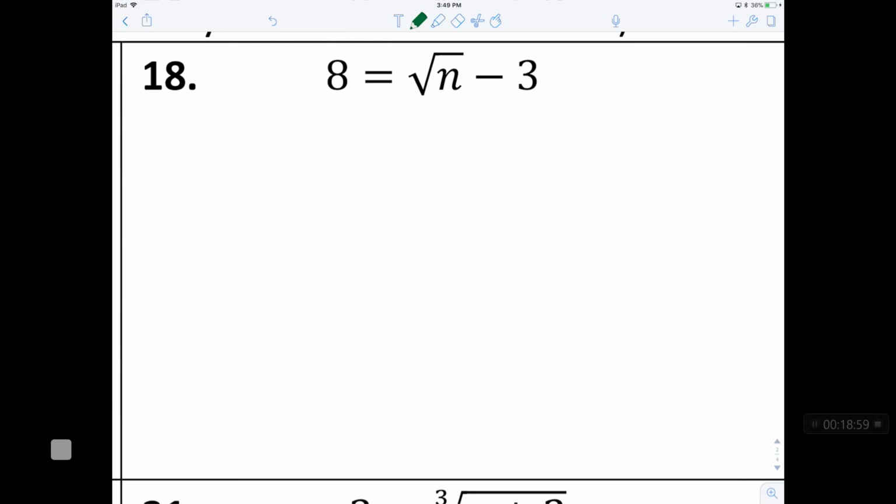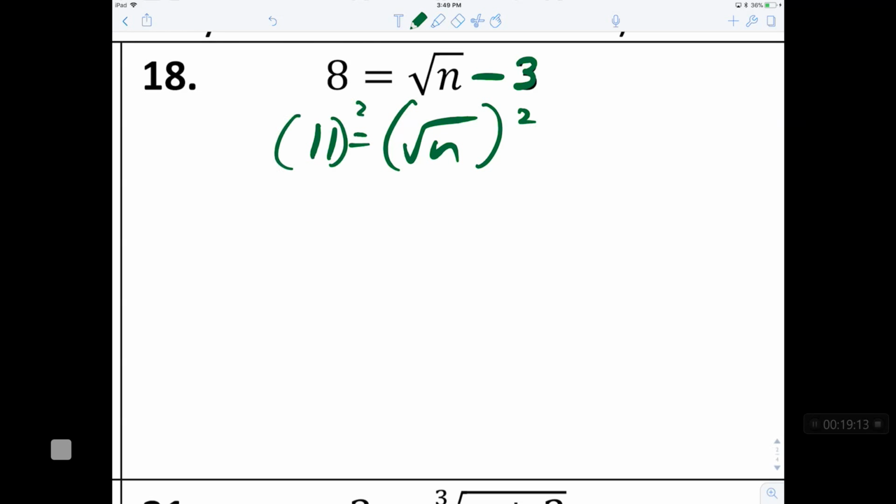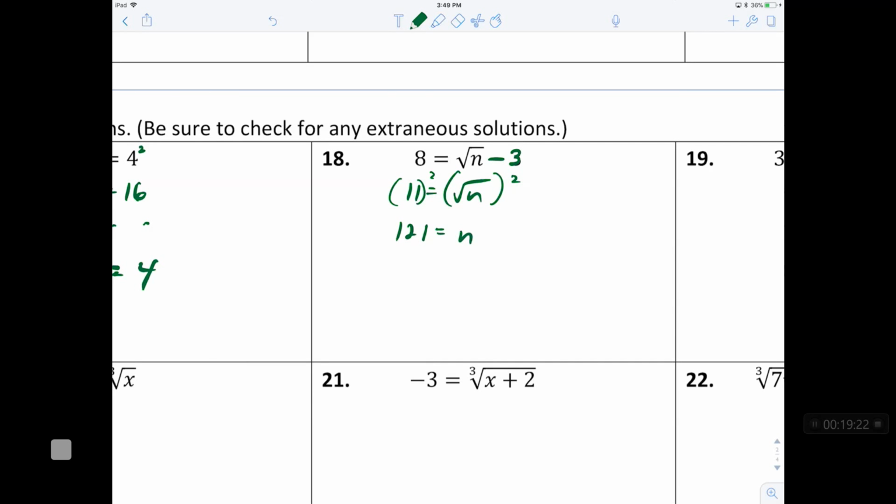18. Okay, I do want to get the n out of that square root, but first I've got to take care of this minus 3. So to do that, I'm going to add 3 to both sides to get 11. Then I get the square root of n, and then again, I'm going to go ahead and square both sides. I get 121 is equal to n, okay?